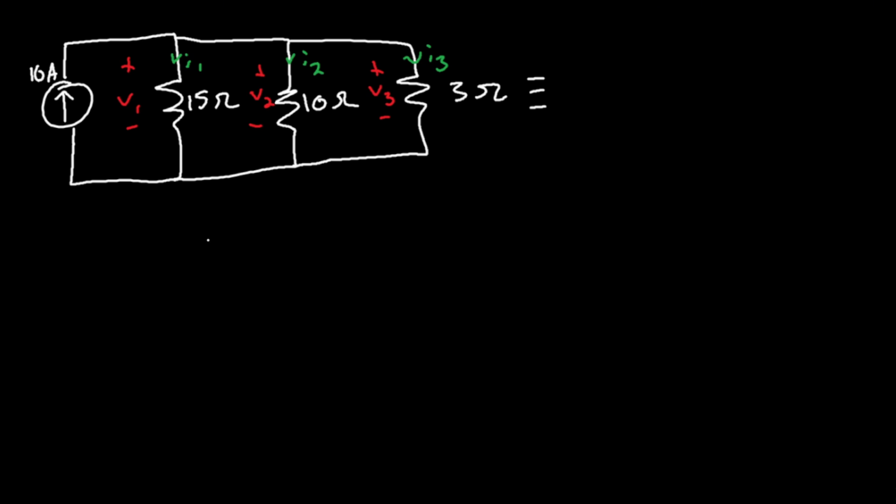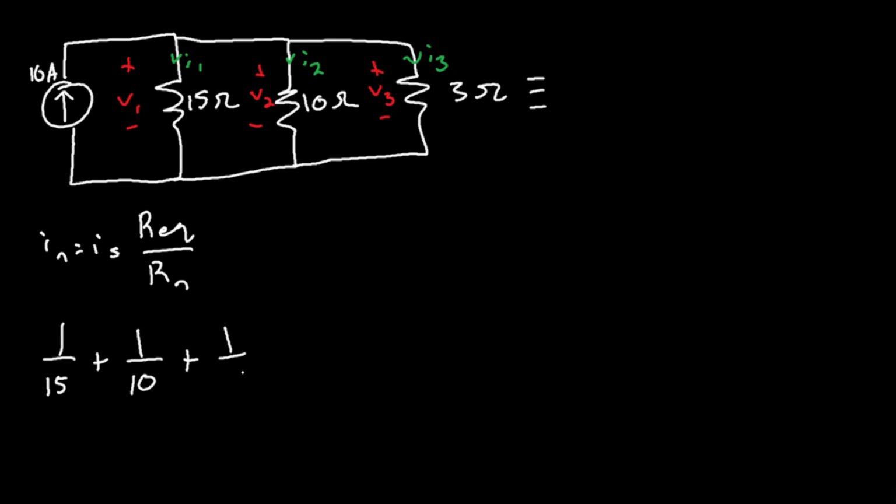Oh, you picked current division first? Okay, let's use current division. So I of n is equal to I of s times Req over R of n. First things first, we need to find Req, right? So how do you find Req? Just add all the reciprocals of each resistor in parallel.